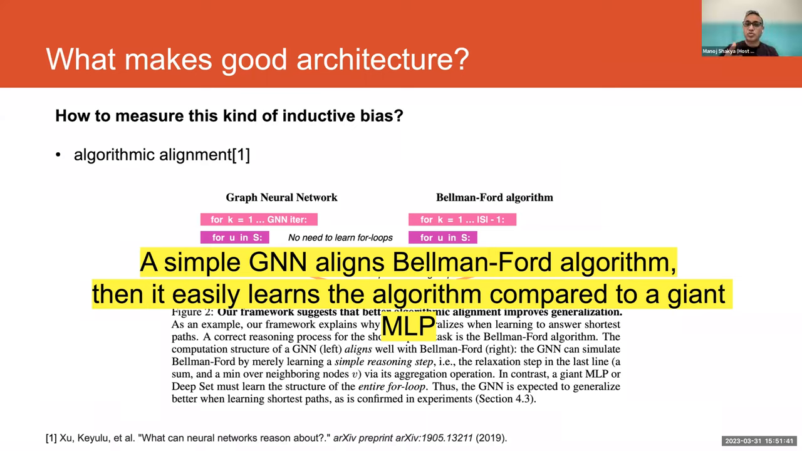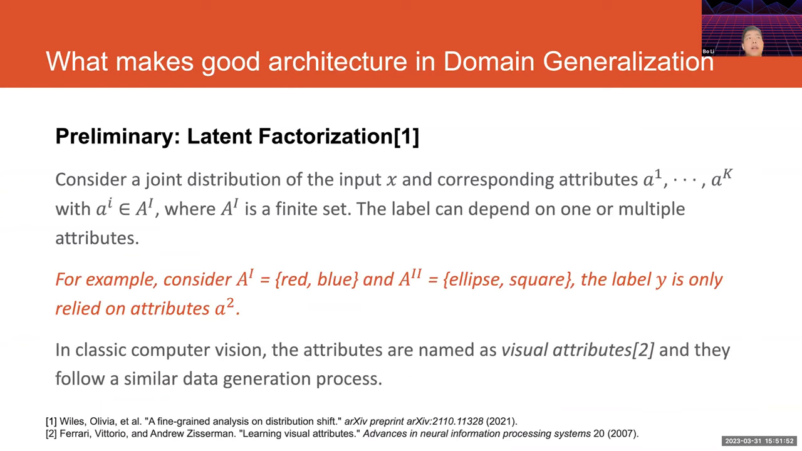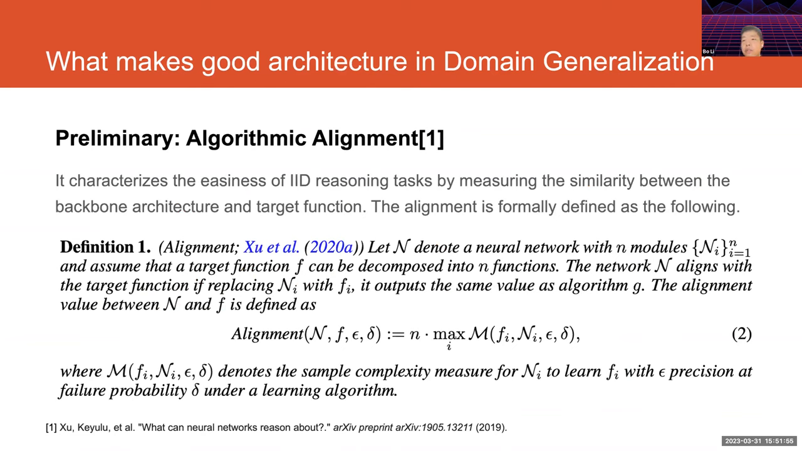What I mean is, does it have anything to do with domain generalization? Oh, I see. Yes, it's a tool we rely on to analyze the importance of architectures in domain generalization. We were motivated by this algorithmic alignment tool in the GNN scenario, and we extended it to the domain generalization scenario, and we prove something in our scenario.